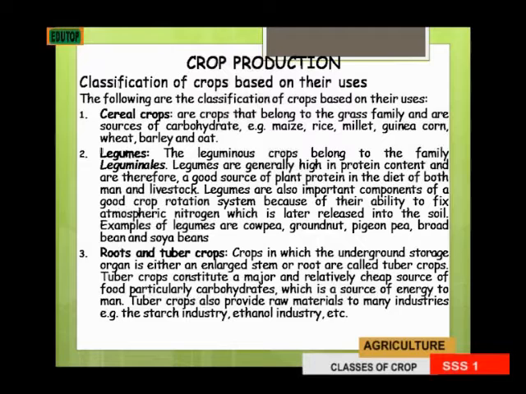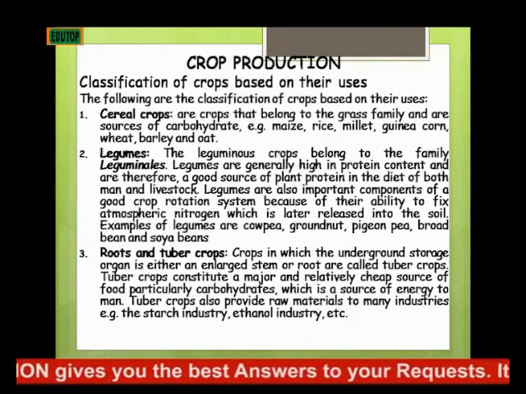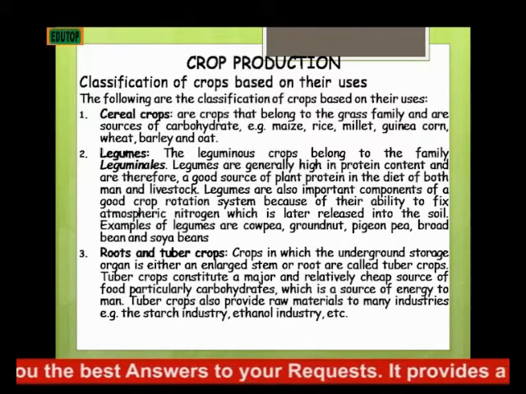We will now be going to our theme 4, which is the last theme for SS1, which is crop production. Well, the first subtopic we'll be dealing with is the classification of crops based on their uses. The following are the classifications of crops based on their uses.